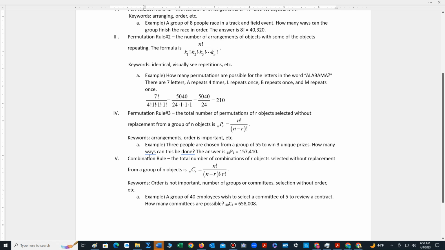Permutation rule number 3. The total number of permutations for R objects selected without replacement from a group of n objects is n P R, n factorial divided by n minus R factorial.